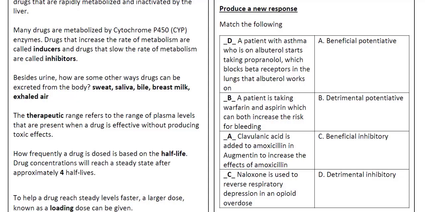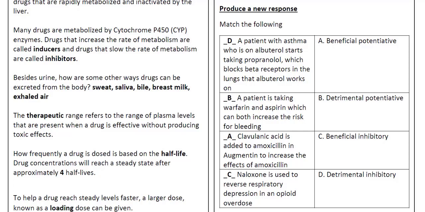An example of a detrimental potentiative interaction, on the other hand, is when a patient takes both warfarin and aspirin. Both of these medications have a risk of bleeding, and taking them together increases that risk, so it potentiates the risk. And since we're talking about adverse effects, this is detrimental.